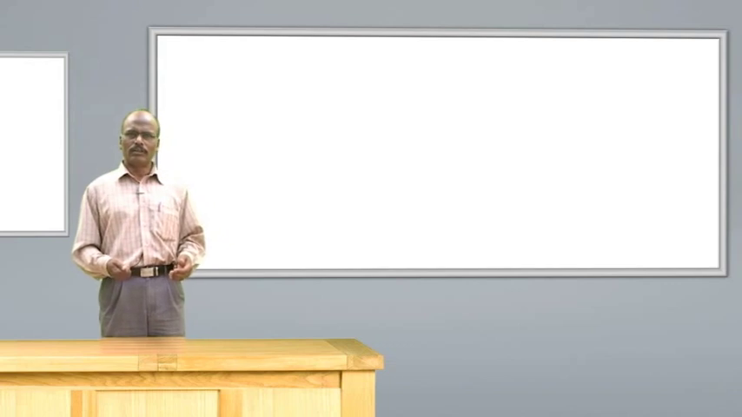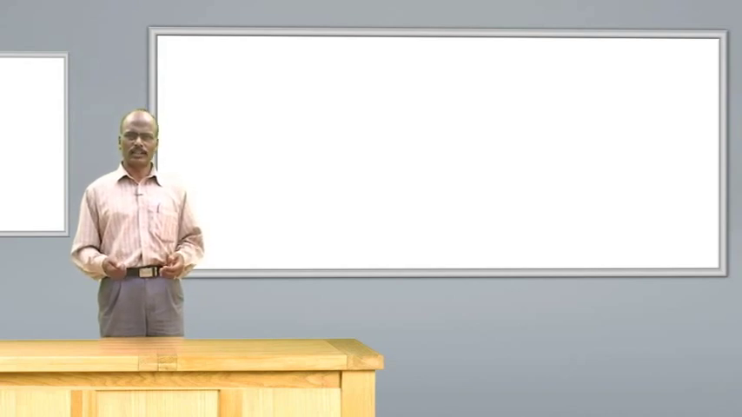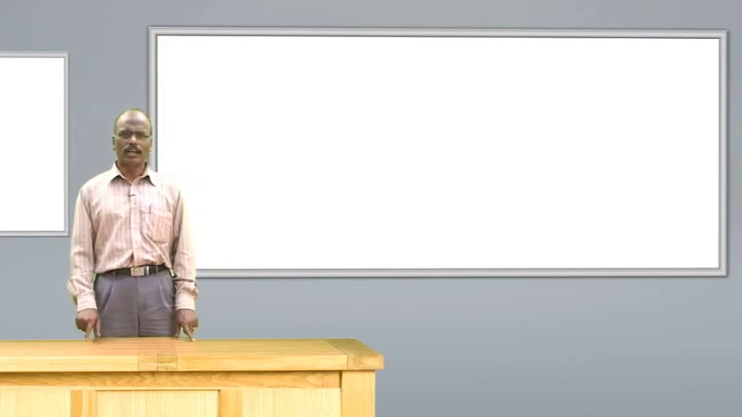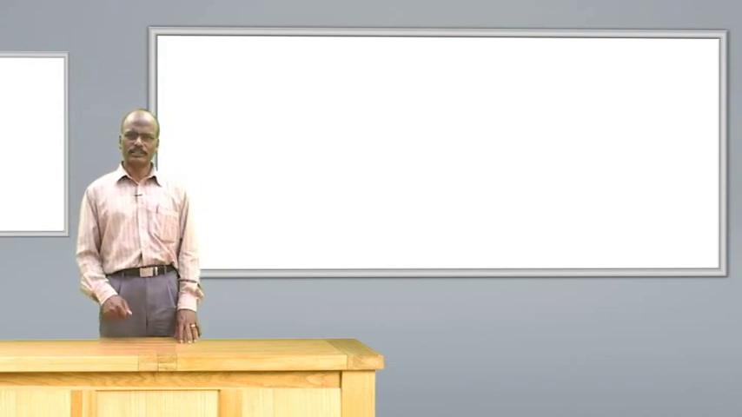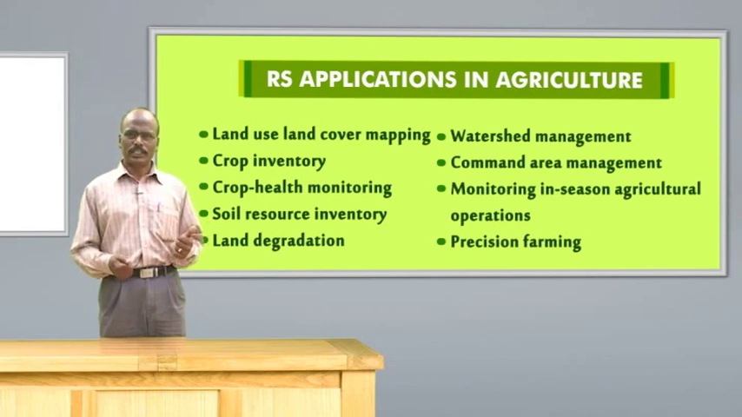This kind of information can be used in many agricultural applications, and different agricultural applications are land use, land cover mapping, crop inventory, crop health monitoring, soil resource inventory, land degradation, watershed management, command area management, monitoring in-season agricultural operations, and also precision farming. In this picture, the graph shown here is generated from the data collected using a ground-held radiometer.